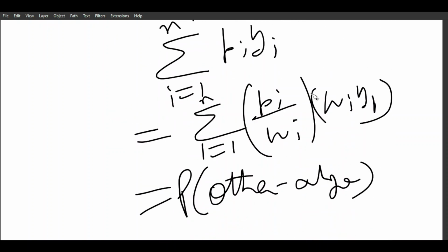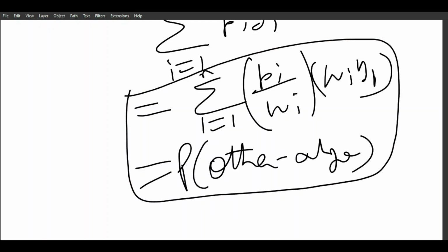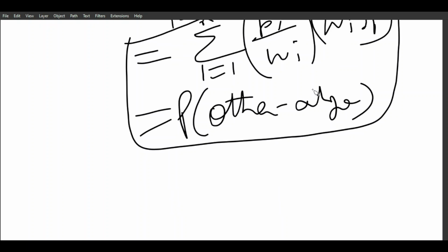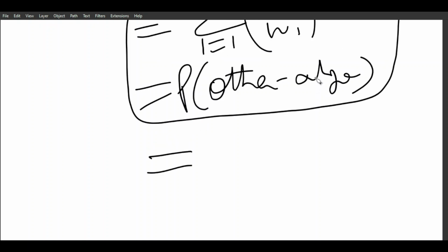So here we have written the profit of the other algorithm. We have slightly changed the notation like this. It is the sum of all profit per weight times wi yi. Just observe that these are in decreasing order, meaning P1 by W1 has the maximum value. So this way we write. Now again, just rewrite this.